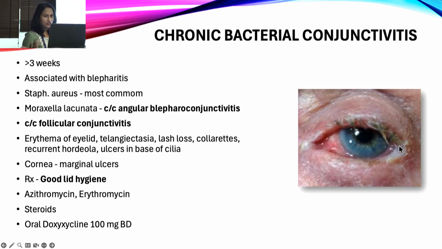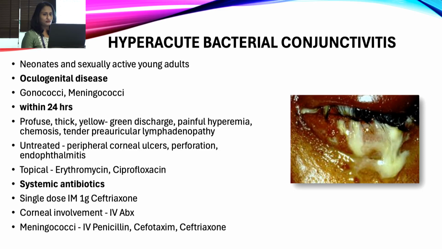We have to examine the lids in all conjunctivitis patients, especially if there are marginal ulcers in the cornea. The treatment is basically good lid hygiene. Unless we give good lid hygiene, this condition is not going to resolve. We can give oral doxycycline in severe cases.